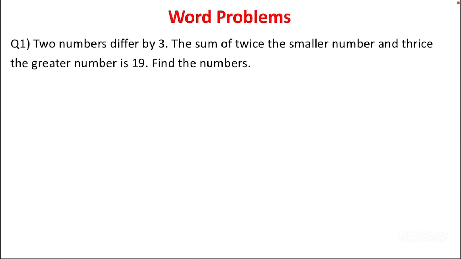So first we will read the question and understand what is given. The two numbers differ by 3. The sum of twice the smaller number and thrice the greater number is 19. Find the numbers. Now by reading the question itself, what we understand is that they are asking us to find the numbers, and they have given us that the two numbers are one smaller number and one greater number. So we have two numbers, one smaller and one greater.